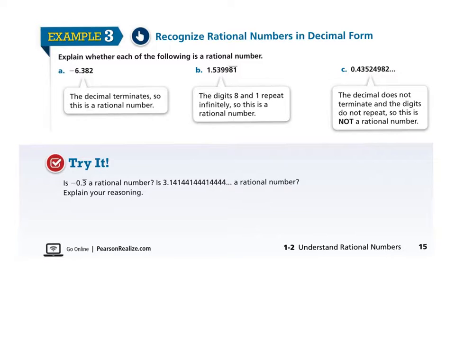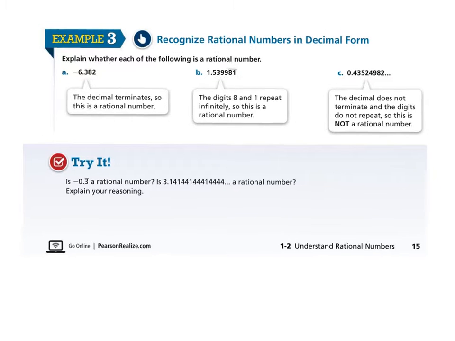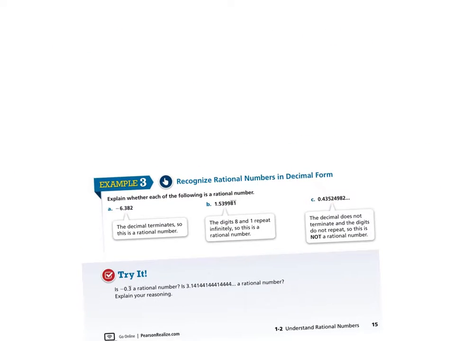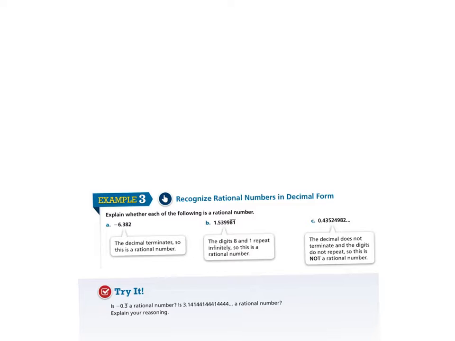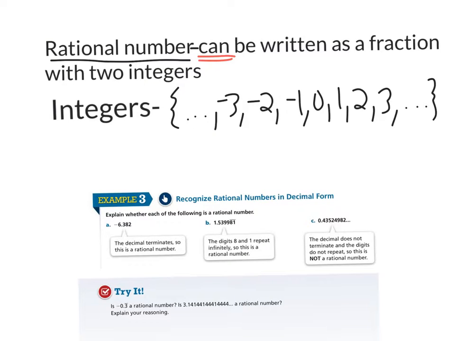Example 3 asks us whether each of these is a rational number. They have not, that I've seen, given us any kind of definitions. So before we do this, let's talk about what rational numbers are. The definition of a rational number: it's something that can be written as a fraction with 2 integers.